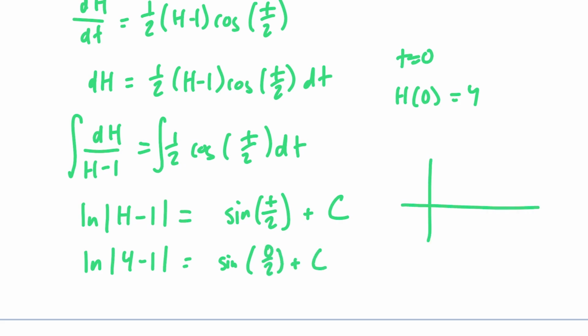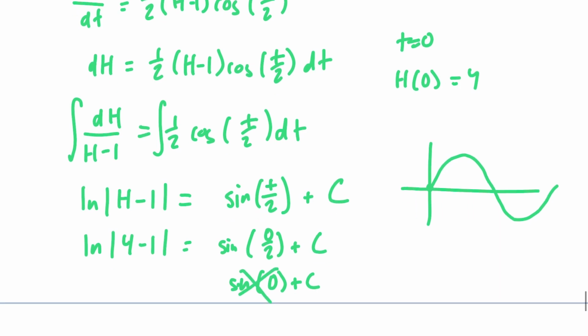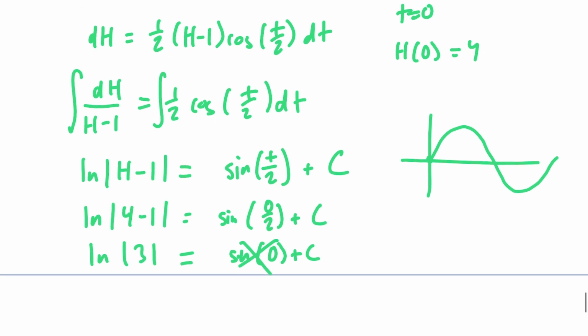What does the graph of sine look like? It starts at 0 when the input is 0, and then it does something like this. Luckily for us, we're solving for the value of sine when the input is 0, so that's just 0. So this just goes away. We have ln of the absolute value of 3 is equal to c. We don't need those absolute value bars, so we can just say ln of 3 is equal to c.